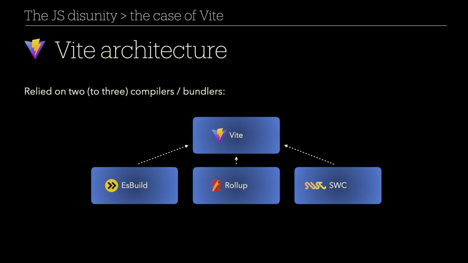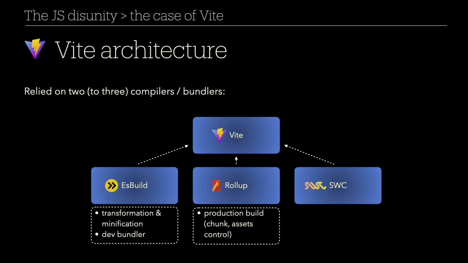ESBuild is very fast because it's built on Go, but it provides limited options, especially configuration options. So it's very useful for the dev server, because it's so fast. But for building a production build, it's not that useful because it's difficult to customize. It has very limited options in terms of bundle customization and improvements. So for bundling, we use Rollup.